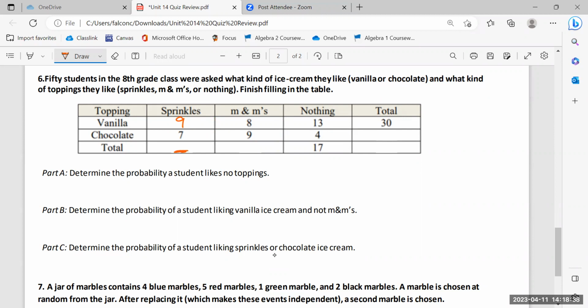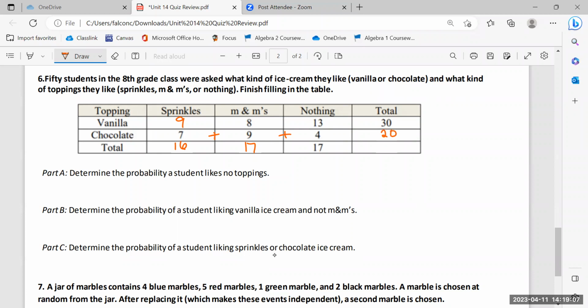So then we can find the total right here for sprinkles. We can just add 9 plus 7, get 16. We could add this row, 8 plus 9, so total 17 kids like M&Ms. And then we also need to get the total for chocolate, so the chocolate row. So we need to add the 7 plus the 9 plus the 4. So that would be 20.